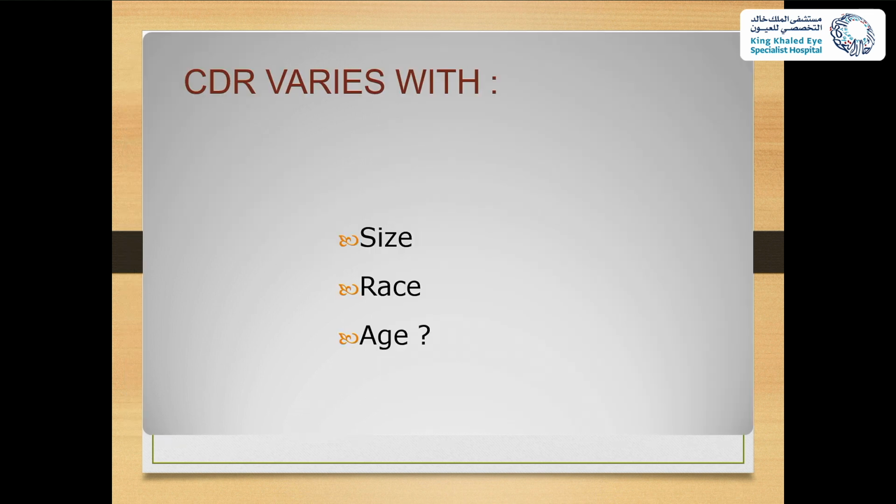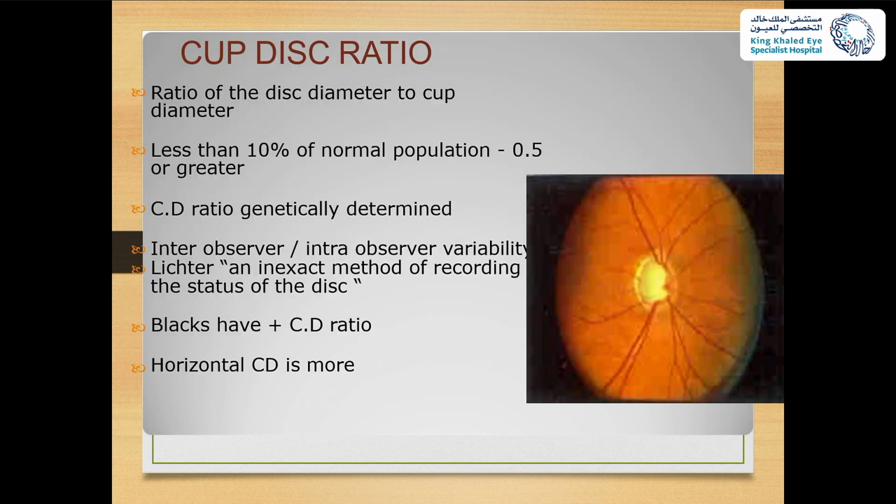As you see, CDR varies with size, race, and age. Cup disc ratio is the ratio of cup diameter to disc diameter. Less than 10% of the normal population have 0.5 or greater. CD ratio is genetically determined. There are inter-observer variabilities between doctors, so it can be different, especially when recording the progression of the disease by different doctors.